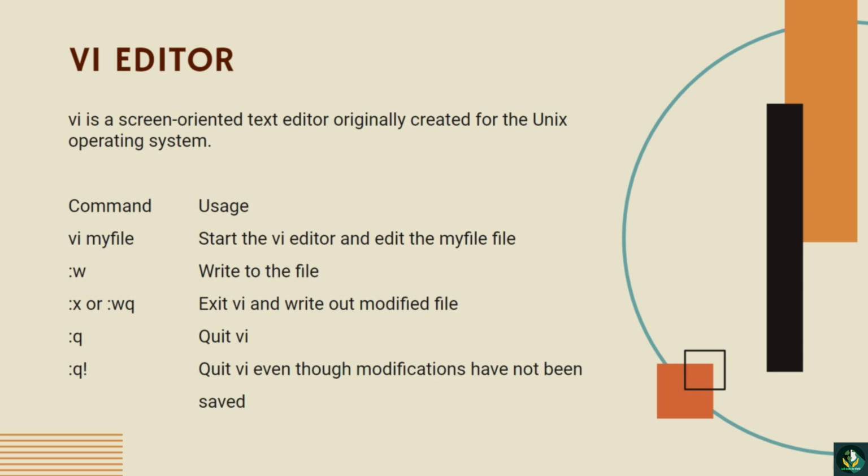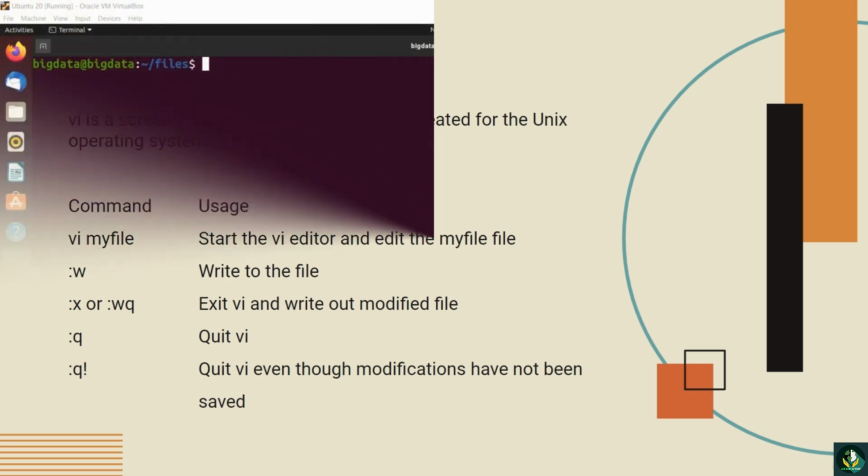:q! means quit vi even though modification has not been saved. So if you don't want to save a file, we will use :q!. So these are a few commands of the vi editor. Now let's move to the practical demonstration of it and let's get started.